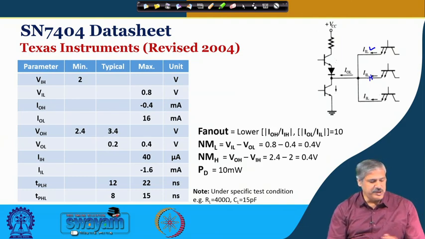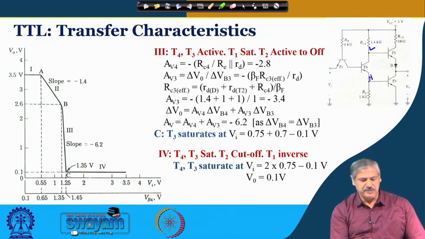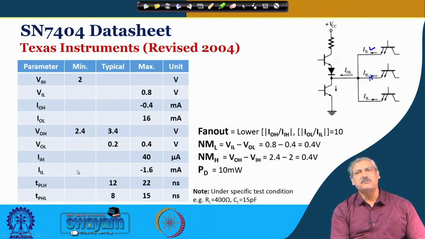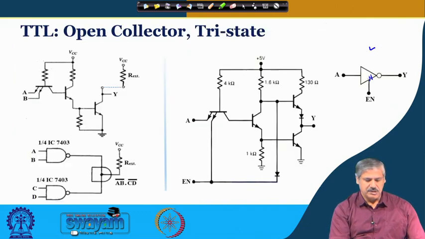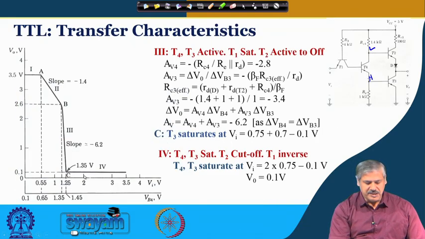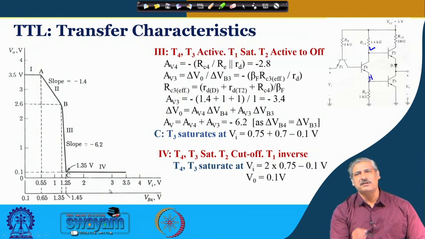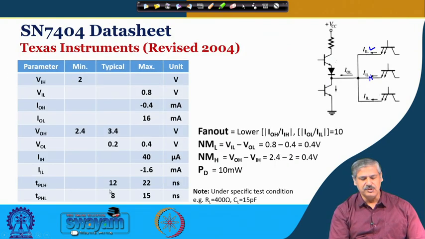Looking back at this previous one, VIH according to the manufacturer, considering typical loading and all, is 2 volt for the minimum case. So, at the input side when it is 2 volt and above, it is safely considered as a high input, which means it will give an output which is low.